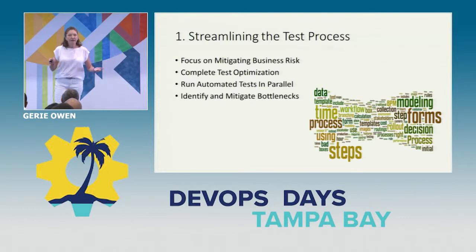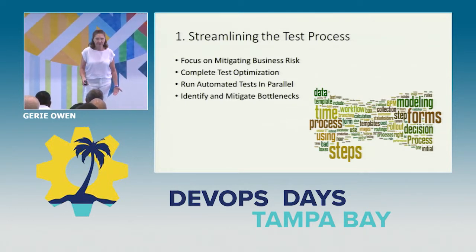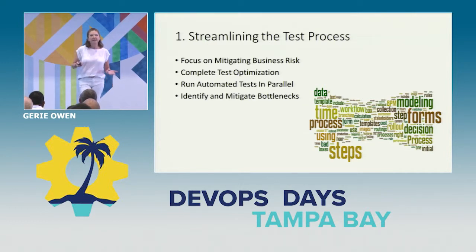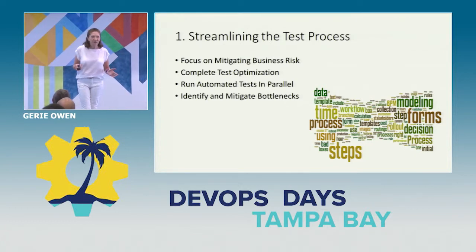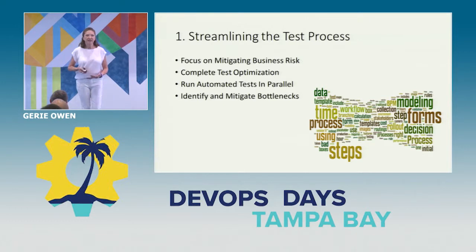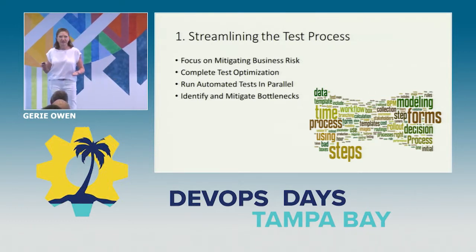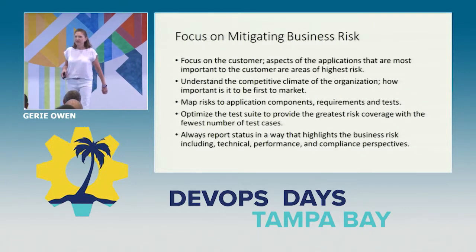So, how do we streamline the test process? There again, focus on risk. We need to completely optimize our test suites. We need to run automated tests in parallel. And we need to identify and mitigate bottlenecks. The bottlenecks are what's going to get you every time. Whether it's defects not getting addressed at the right time, whether it's not understanding the requirements properly, that's what's going to get you. So how do we focus on mitigating risk?